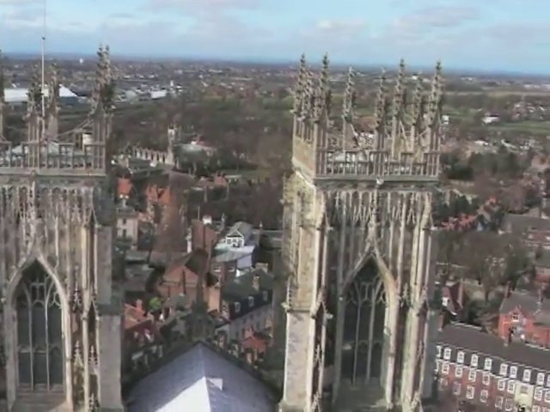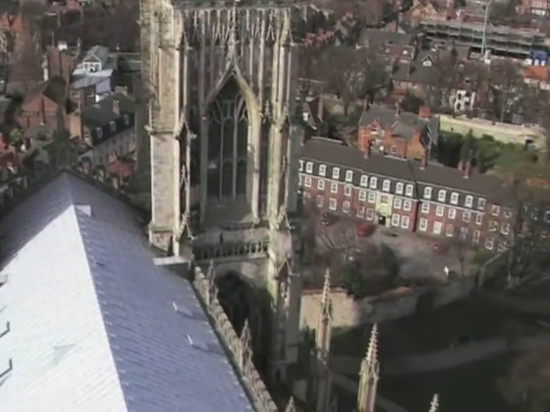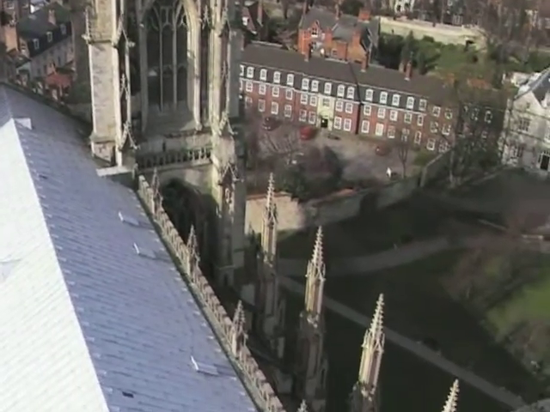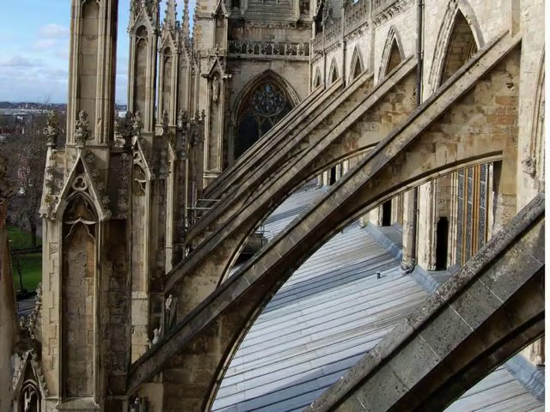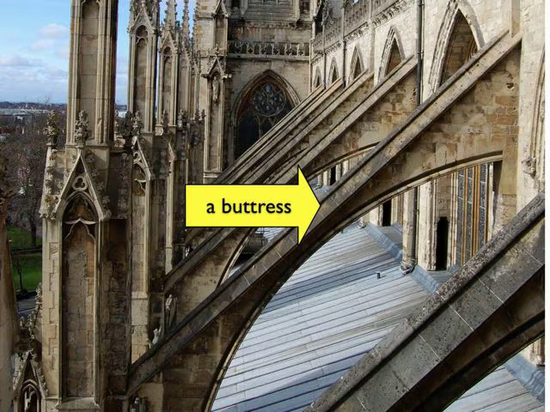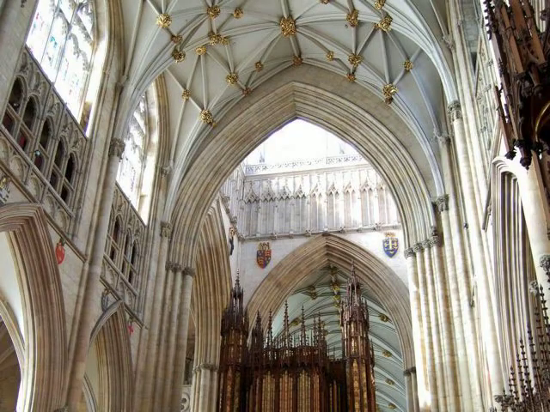We are up on the roof of York Cathedral. We have a spectacular view of the city. But up here we have a chance to see another feature of Gothic architecture. These are called buttresses. They support the weight of the roof and allowed the roofs of Gothic cathedrals to become higher and more decorated.